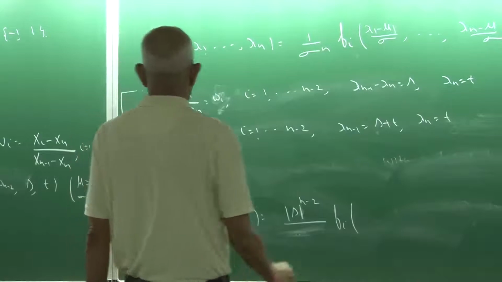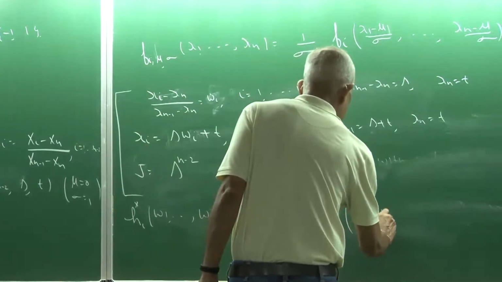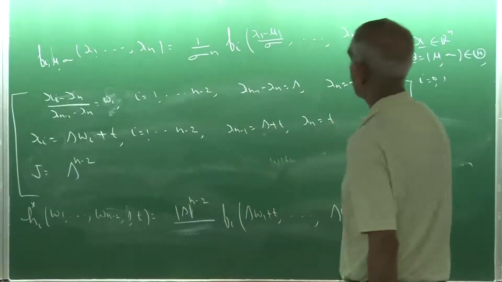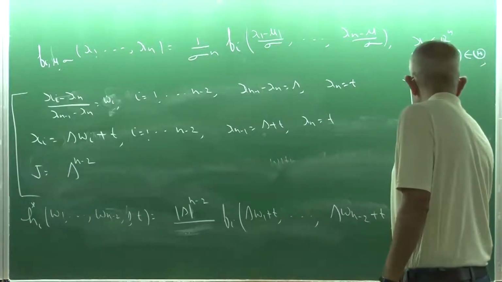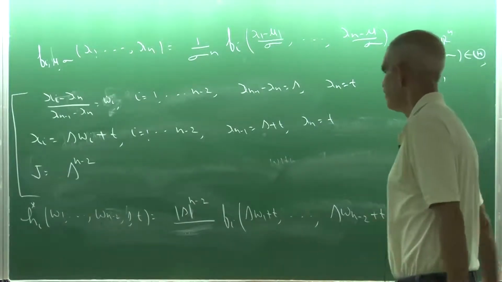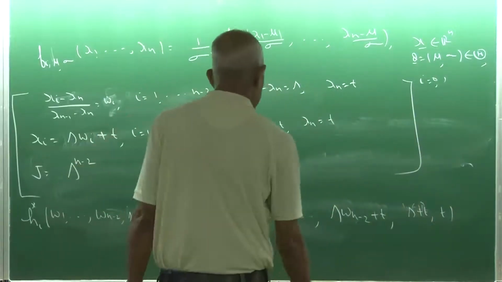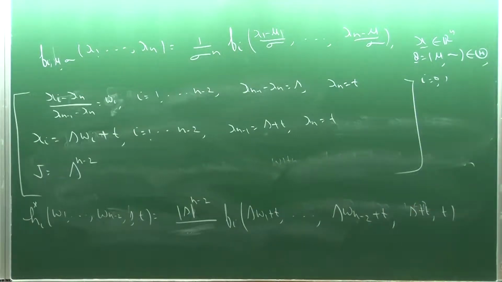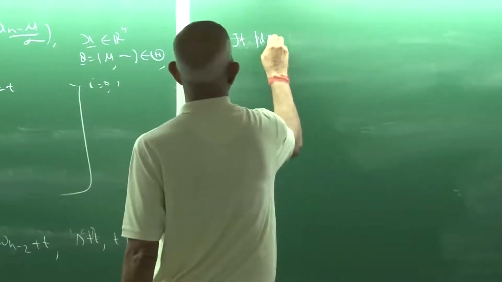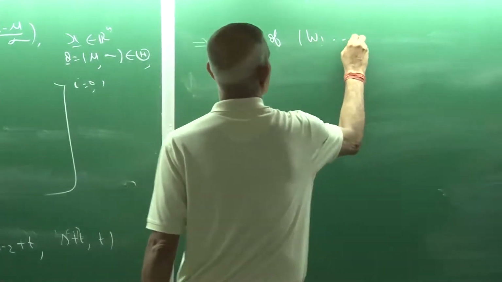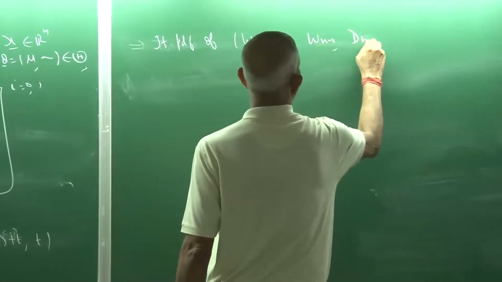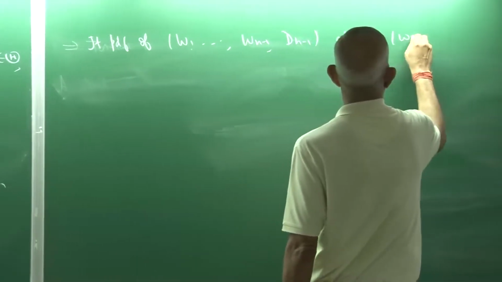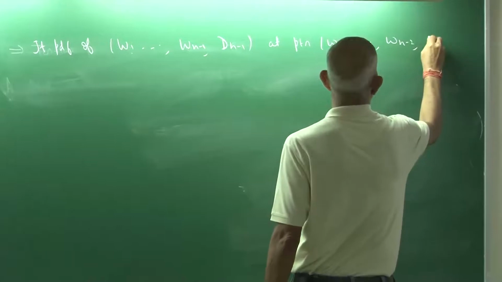x1, where x1 is nothing but sW1 plus t, sWn minus 2 plus t, then xn minus 1 is s plus t, and xn is t. This is what the joint PDF turns out to be, and of course the ranges of s and t. So now I can get the joint PDF of W1, W2, Wn minus 2 and Dn minus 1 at points W1, W2, Wn minus 2 and s, right?